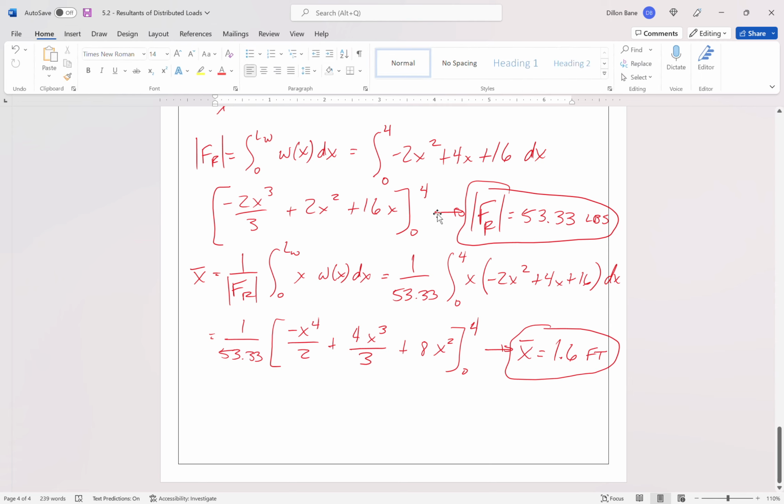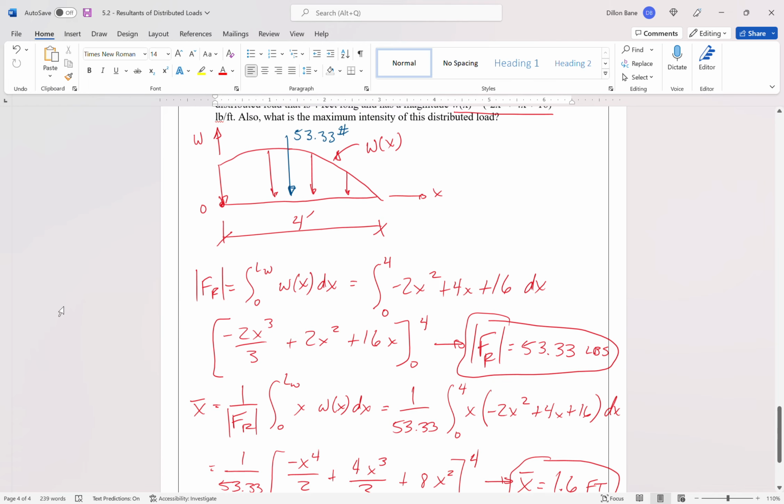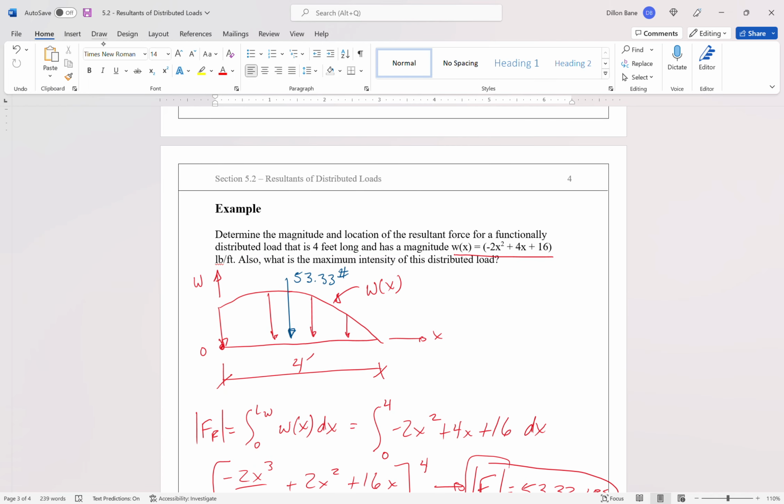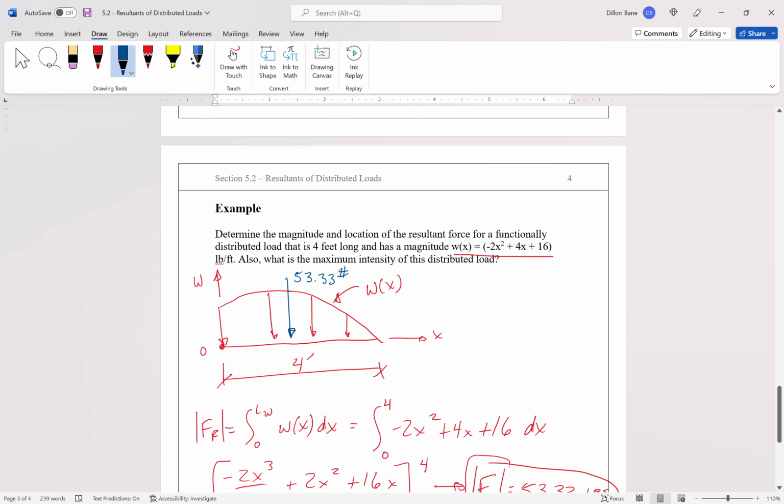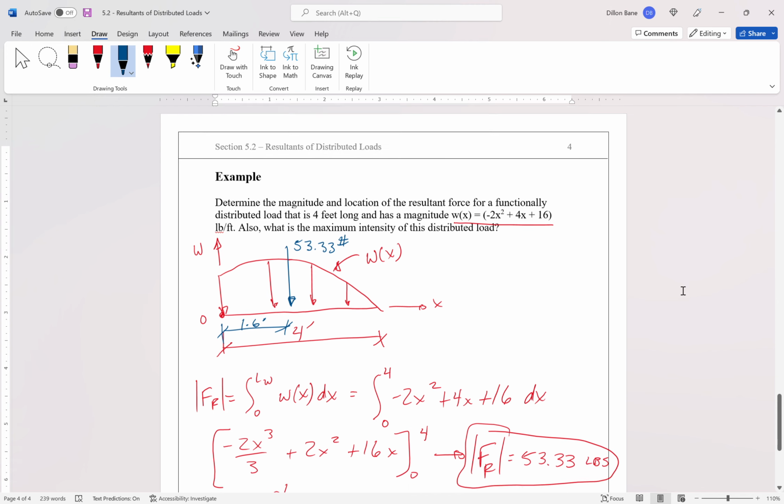So putting that up here on the diagram then, this distance is 1.6 feet. You take that 53.33 pound concentrated load, put it at 1.6 feet from the left, because that's where our bounds of integration are coming from. They're going left to right, 0 to 4, right? That's going left to right. Put that load right there.